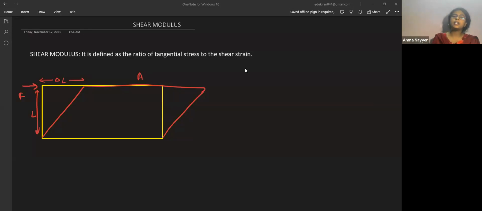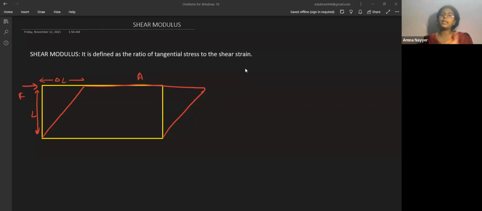So two types of moduli of elasticity we have already discussed. One was Young's modulus, which was the ratio of longitudinal stress by longitudinal strain, meaning the change was there in the length. Secondly, we had seen bulk modulus, which was volumetric stress by volumetric strain, and it was due to the change in volume. Last one, which was the change in shape, was left to be discussed, which is known as the shear modulus.